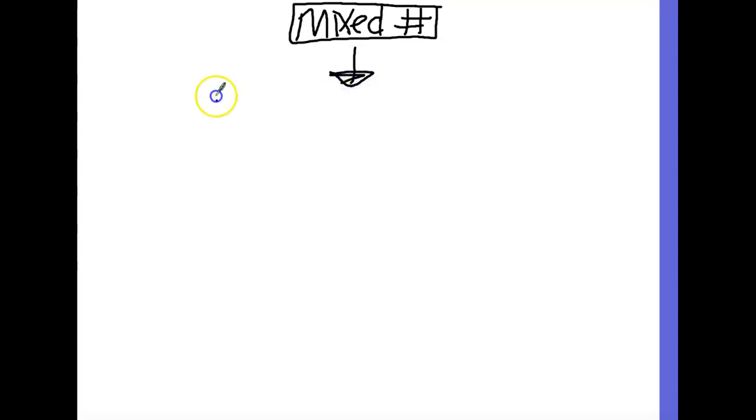So the first one, we're going to draw a flow chart like we did on page 33. We're going to start, though, with mixed numbers. What is a mixed number? Colby, what's a mixed number? Is it when there's a whole number in the front of it and then there's a fraction behind it? There's a whole number and a fraction. Okay, so when you have mixed numbers, the first thing I want you to do is change them to improper.